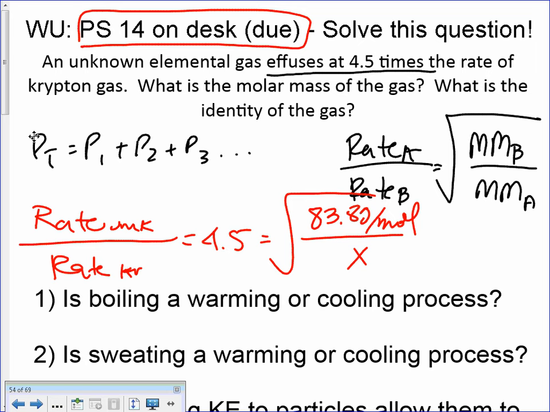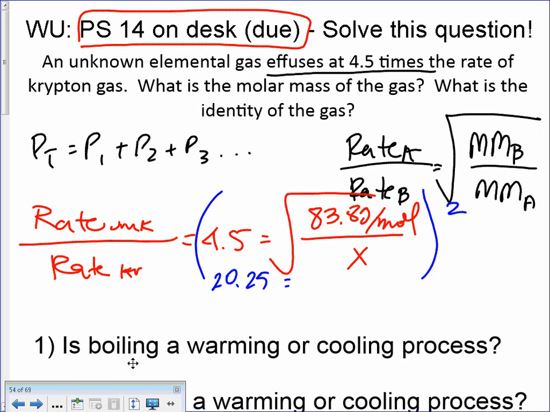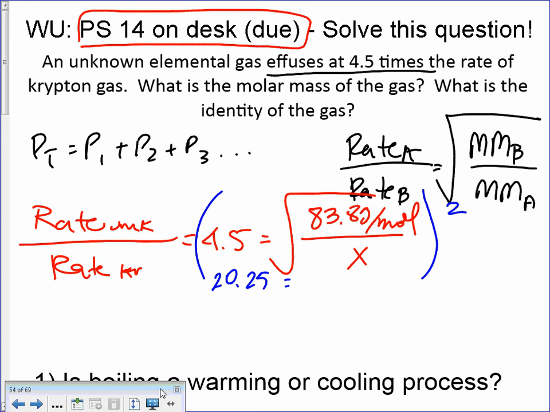Square everything. So square this entire thing. So 4.5 squared is 20.25. And then this squared is what? 83.8 over X, right? Because you just basically remove the square root. So that's 83.8 grams divided by X. So then how do I isolate X?